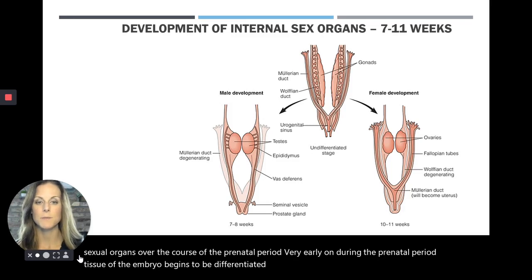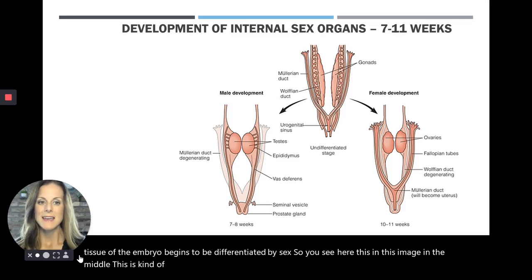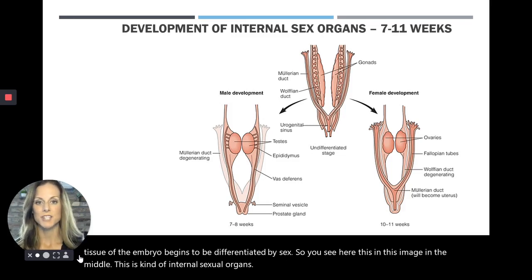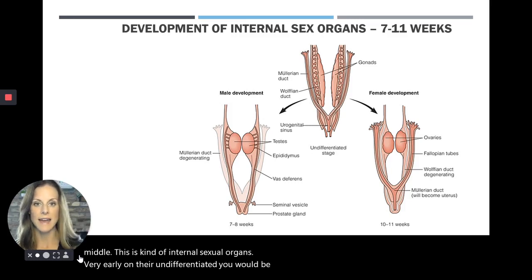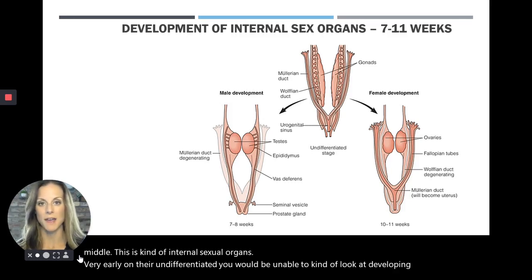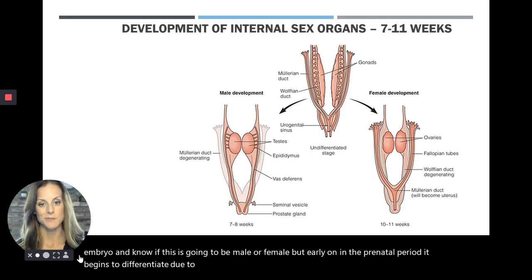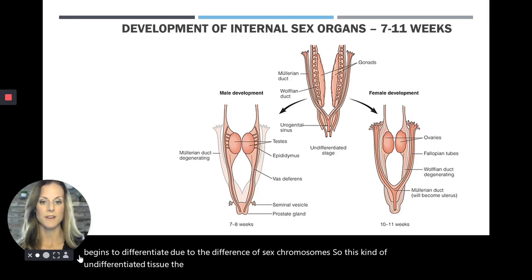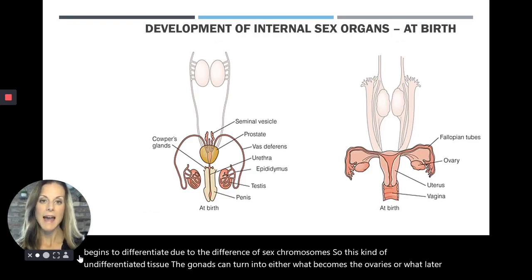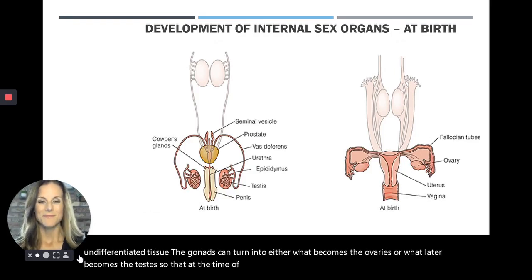So you see here in this image in the middle, this is kind of internal sexual organs. Very early on, they're undifferentiated. You would be unable to look at a developing embryo and know if this is going to be male or female. But early on in the prenatal period, it begins to differentiate due to the difference of sex chromosomes. So this undifferentiated tissue, the gonads, can turn into either what becomes the ovaries or what later becomes the testes. So that at the time of birth, typically, you get internal genitalia that looks very sexually differentiated.